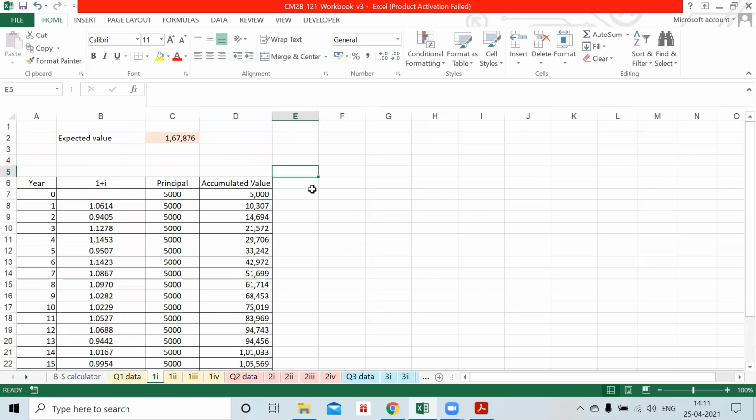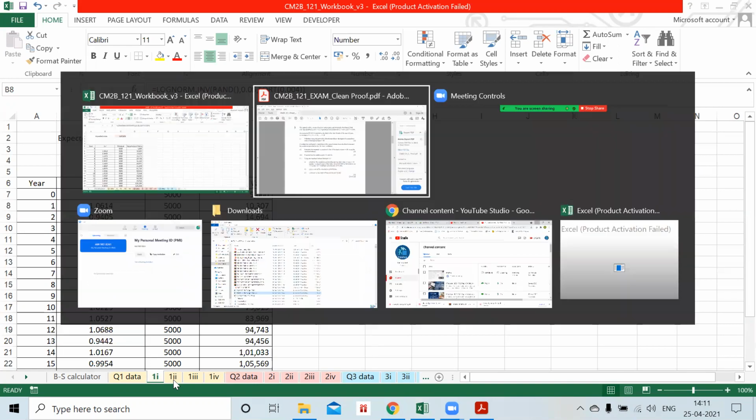One way is this. The other way is instead of using this as 1 plus i, you could use e to the power mu plus half sigma square as your 1 plus i, as the mean of the log normal distribution, and you can find your accumulated value. These are the two ways. Both ways are acceptable in my eyes.